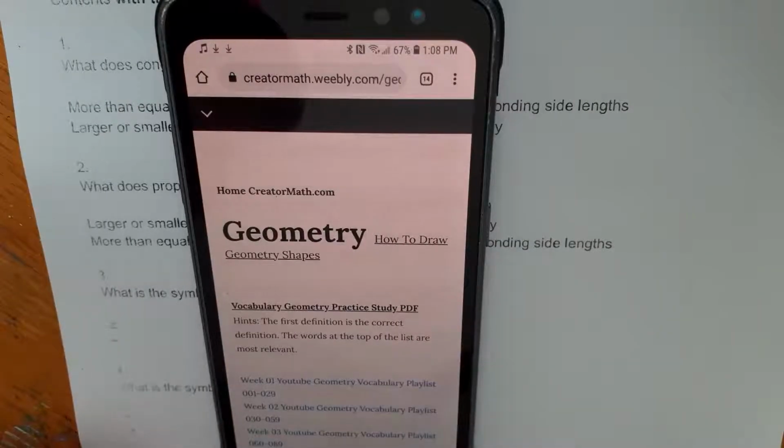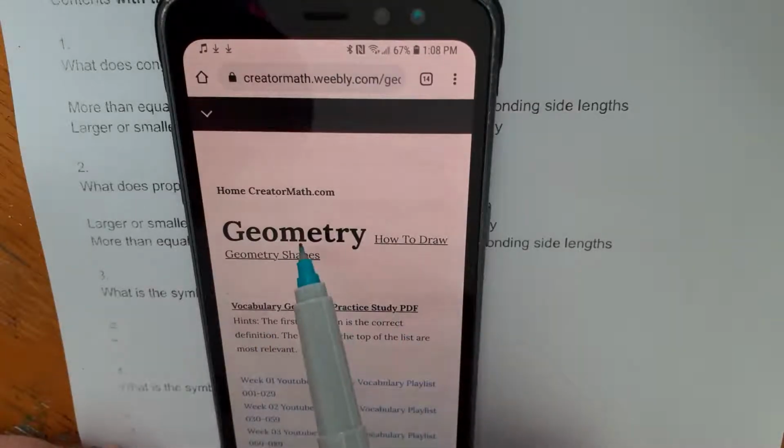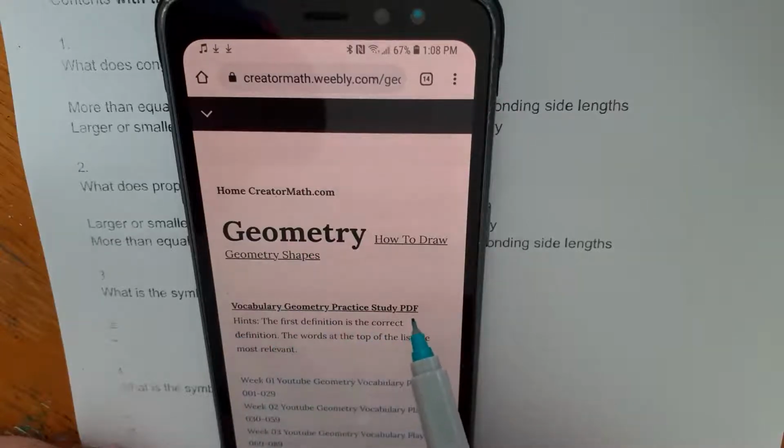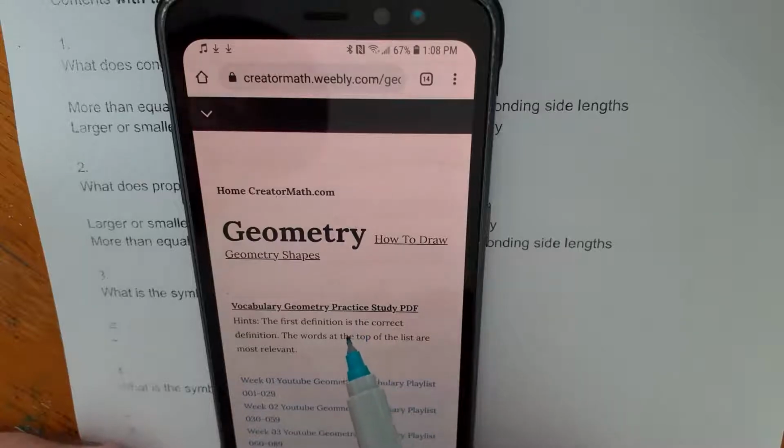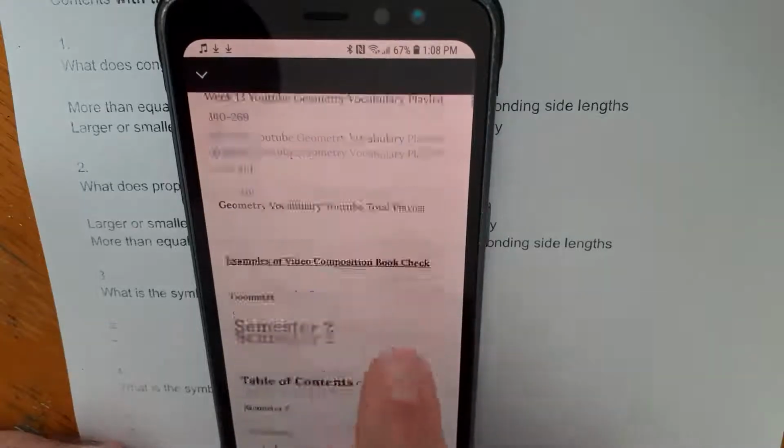So now I'm going to go to the Geometry tab. All of the notes, the video lessons, the problem sets, and the vocabulary is all under the tab of the class you're in, in this case Geometry. So this Vocabulary Geometry Practice Study PDF, every single vocabulary word we use for the entire school year in geometry specifically is on this PDF, and it is searchable. If you don't know how to search a PDF, first download this to your device. Then Google how do I search a PDF for the device you're using. It's slightly different depending on the device.